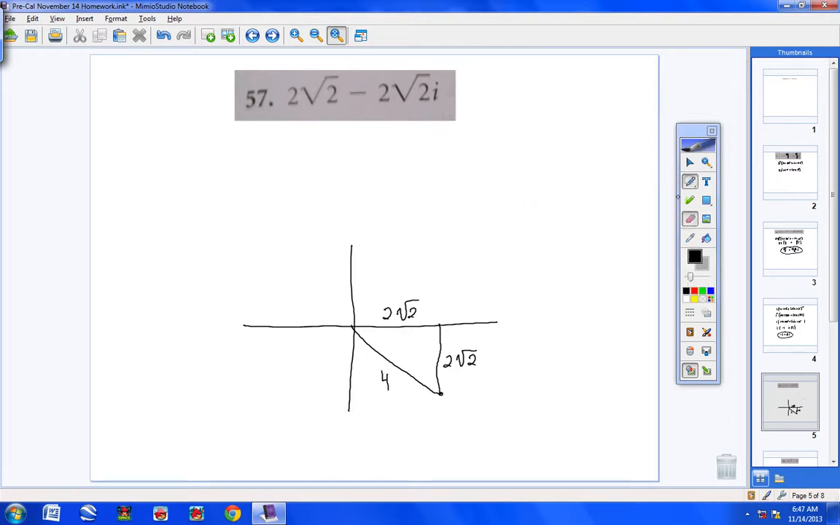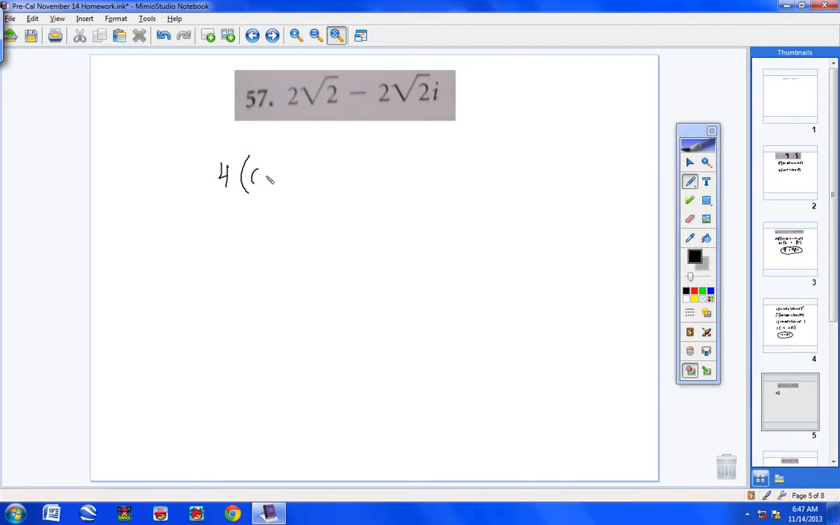Not too bad. Now, my angle, if you'll trust me, is just going to be 45 degrees like the last problem, okay? Because if you're trying to find the tangent of that angle, tangent of x equals opposite over adjacent. So it's going to be 2 square root of 2 over 2 square root of 2, which is just 1. And the tangent of 45 degrees, if you look at your table, gives you 1. So I'm going to rotate around 315 degrees. So my hypotenuse is 4, and my angle is 315 degrees. So just that quickly, I can write this complex number in trig form.